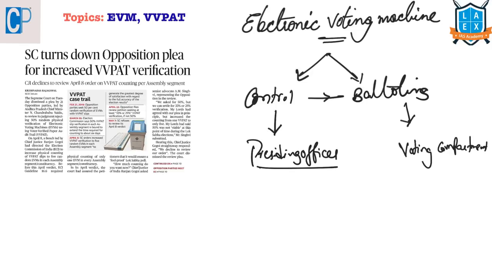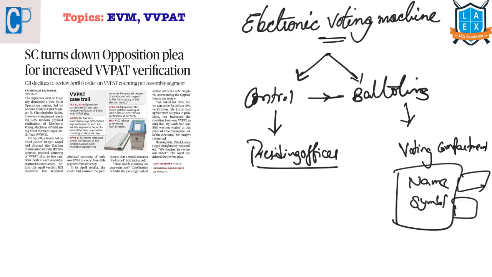With the EVM, instead of using a ballot paper, the polling officer will press the ballot button, which will enable the voter to cast his or her vote. A list of candidates' names and or symbols will be available on the EVM with a blue button next to it. The voter can press the button next to the candidate's name they wish to vote for.